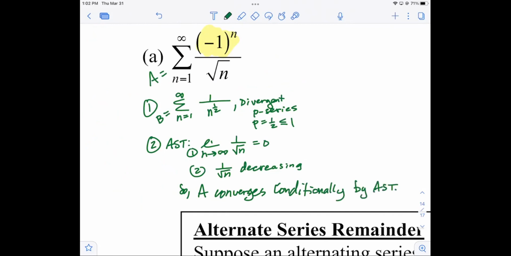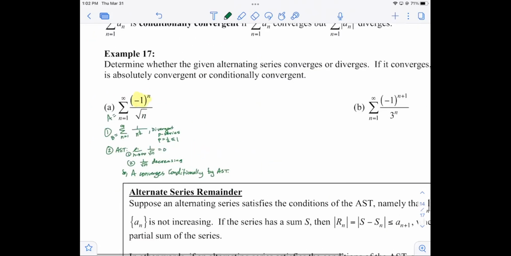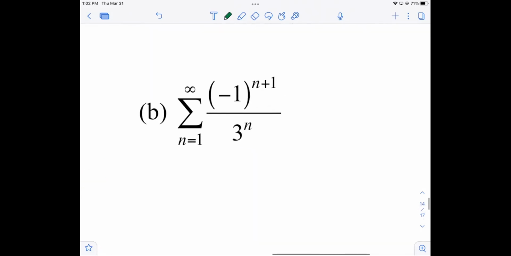In other words, just because it doesn't converge absolutely, don't throw the baby out with the bathwater, right? Keep the baby, get rid of the bathwater. Try it again. Maybe he still can converge. There's still hope in the presence of the alternator. What about this guy? You see the alternator? Yeah, let's go ahead and first look for absolute convergence.